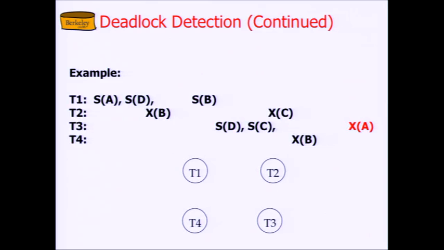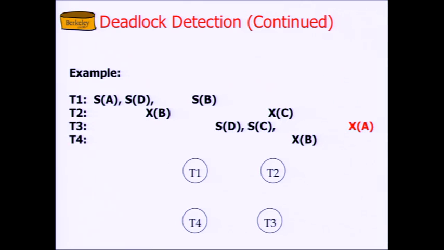All right, so let's do an example real quick, just so you get the flavor of this. We've got 4 transactions. Let's march from the left to the right on our locks. T1 gets an S lock on A and an S lock on D. T2 gets an X lock on B. So far, no conflicts. But here we have T1 requesting an S lock on B, and it will conflict with T2.